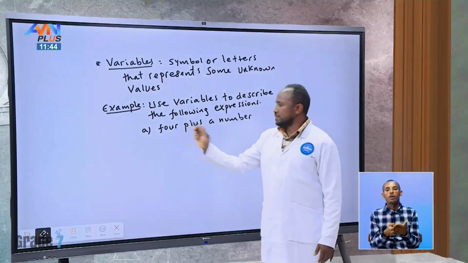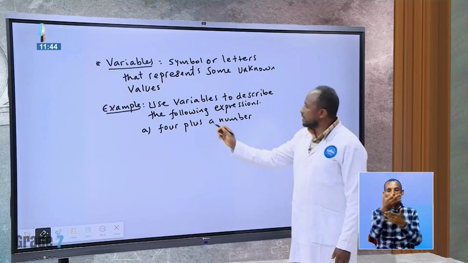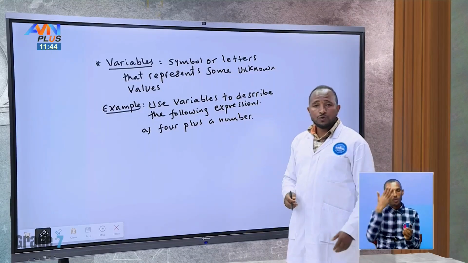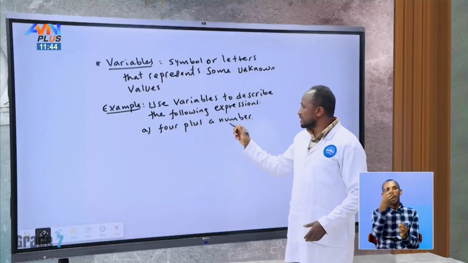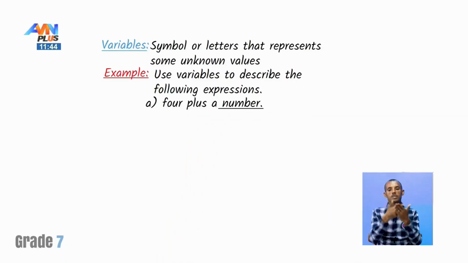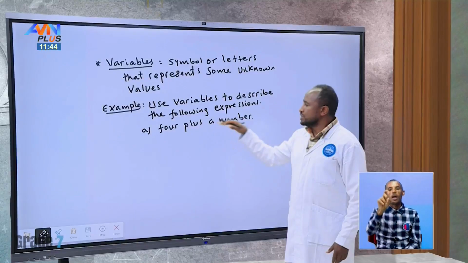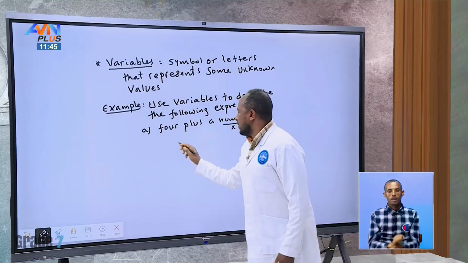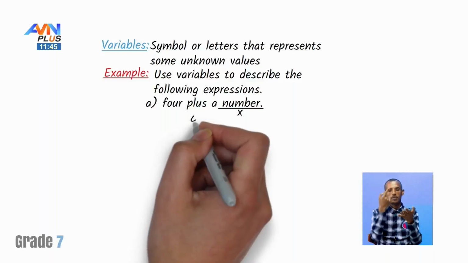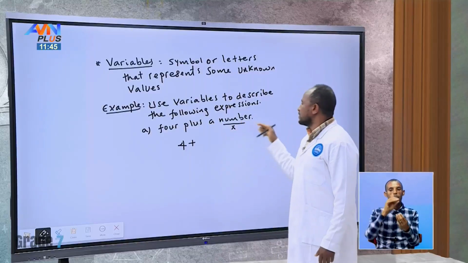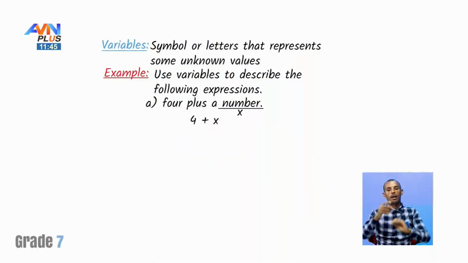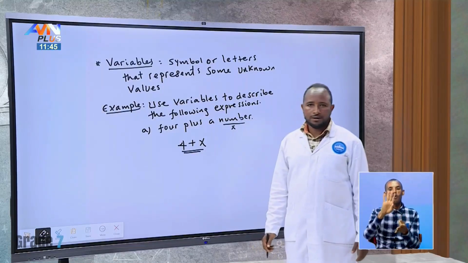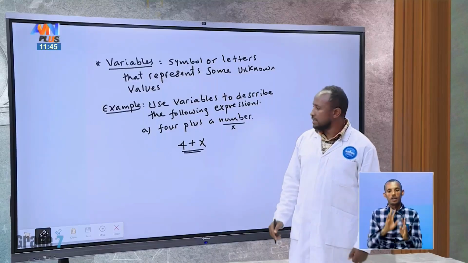Here, we know there is the number 4, plus another number. We don't know that number. So, you can use any variable to represent this number. Let's say it's x. So, to describe this expression using a variable, we'll describe it in this form: 4 plus some unknown number, x. So this will be the expression for 4 plus a number. Now let's continue to the next example.